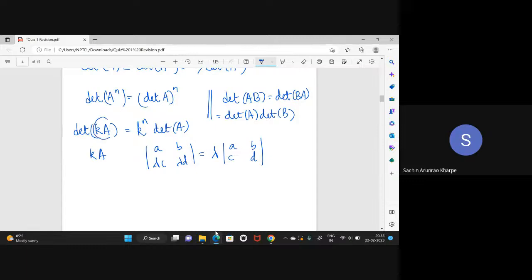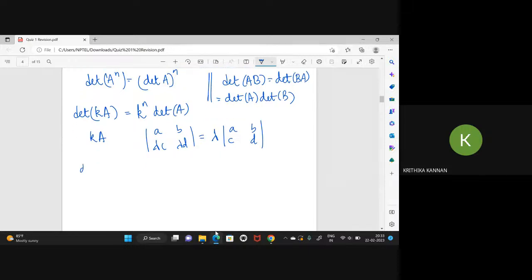Yes. It has 2 into 2, 3 into 3, 4 into 4. Right. Okay. Ma'am, there's also a relation between the adjoint determinant and the determinant of the original matrix.